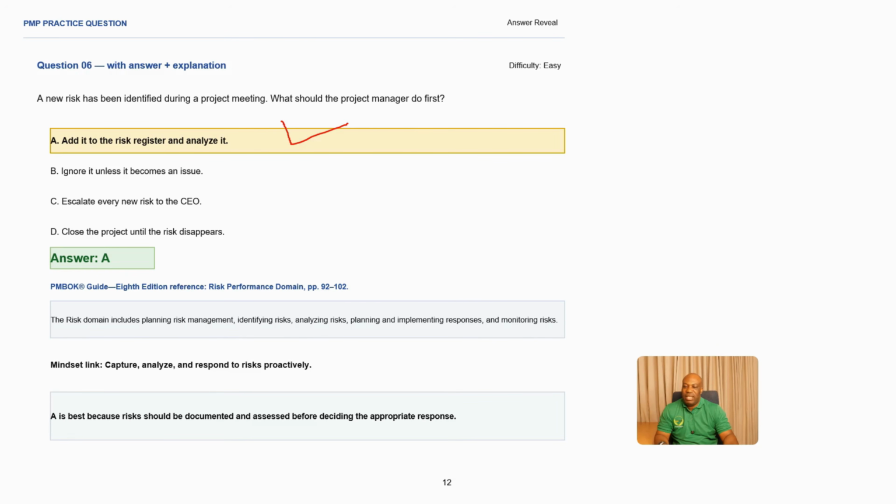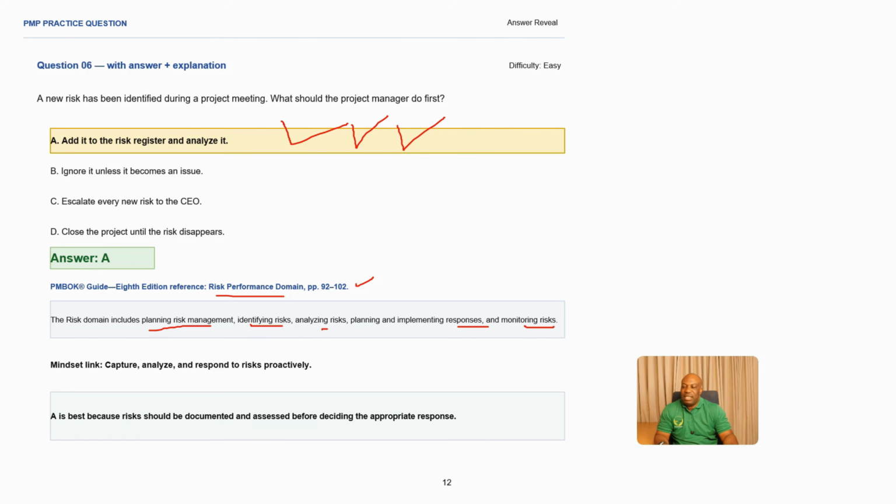So you need to add this to the risk register and then analyze it. So which domain are we talking about? We are talking of risk performance domain, which you can find on the PMBOK on page 92 to 102. So this risk domain includes also planning risk, identifying them, analyzing them, planning implementation responses, and also monitoring the risks.